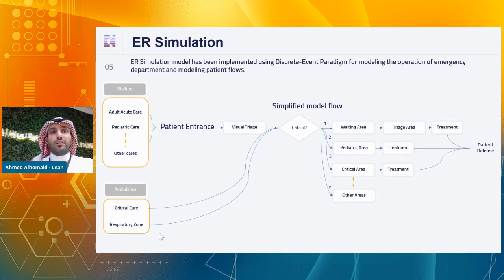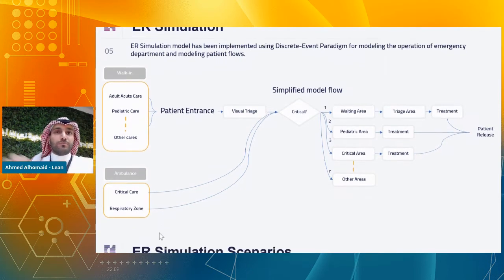In addition to the walk-ins, some patients enter the hospital by an ambulance. An ambulance will come, and a staff member will take that patient from the ambulance and admit him to the ER. And then a similar flow will go based on the criticality. The patient will be admitted to the specific or the needed unit in the hospital, in the ER department.